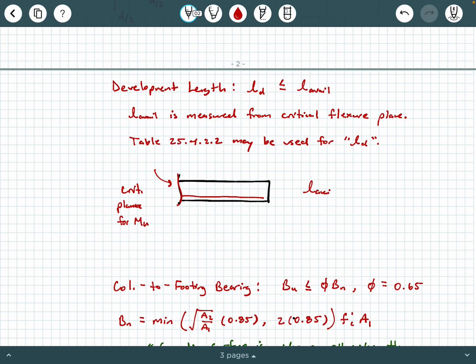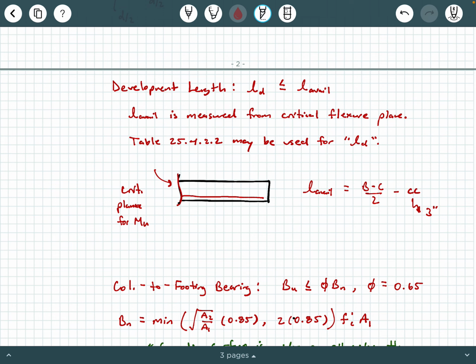L available is going to be B minus C over 2 minus the clear cover, okay? And you remember this clear cover is how much? It's 3 inches for concrete cast permanently against soil, okay? So it's the width of the footing minus the width of the column divided by 2, all right, minus that clear cover, all right? So that's your L available when you have concrete columns.